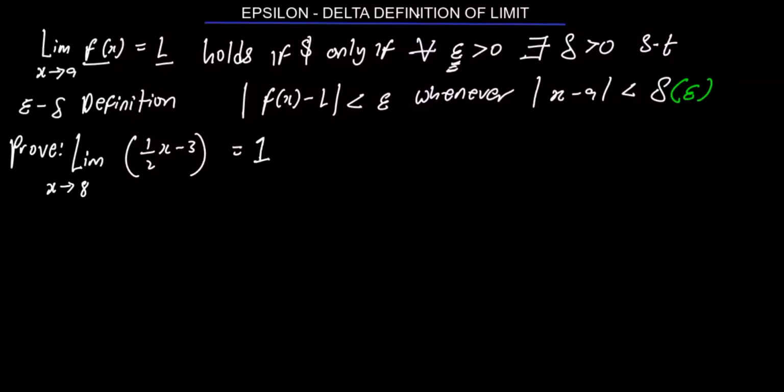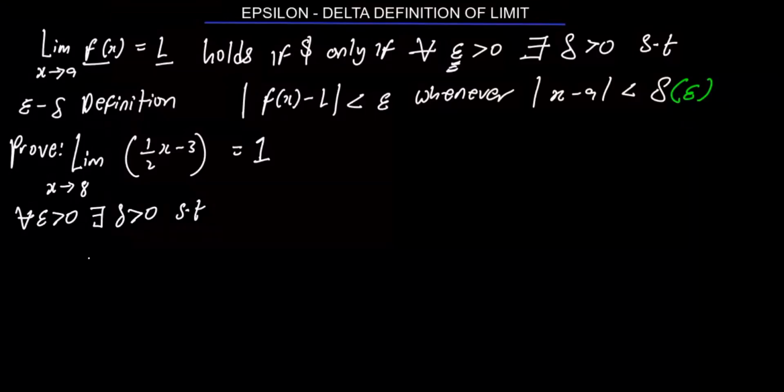Alright. We'll start by writing the definition. For all epsilon greater than 0, there exists delta greater than 0 such that you have the absolute value of your f of x minus L. So this is everything you are going to write, but I have it here already. So let me just follow it.